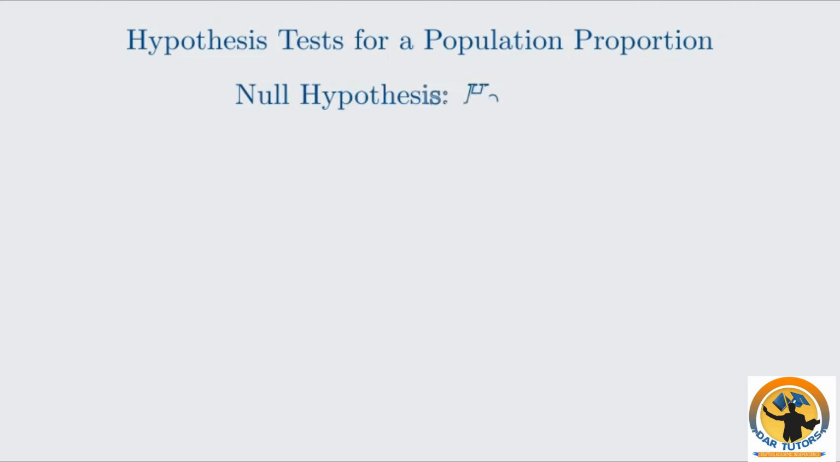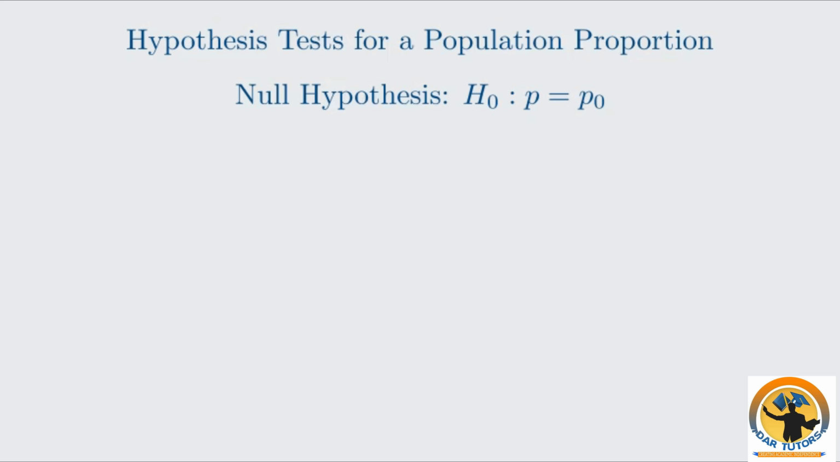We formulate our null hypothesis as H0: p equals p0. This represents the status quo or the assumption of no effect. In our coin example, this would be H0: p equals 0.5, meaning the coin is fair. The alternative hypothesis, H1, is what we are trying to find evidence for. It challenges the null hypothesis.